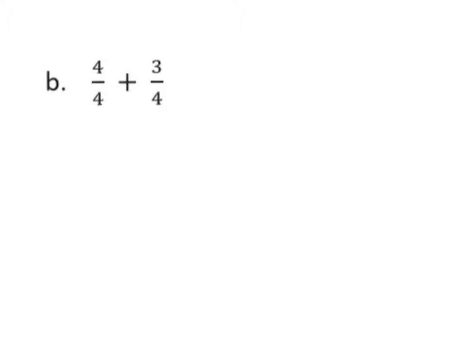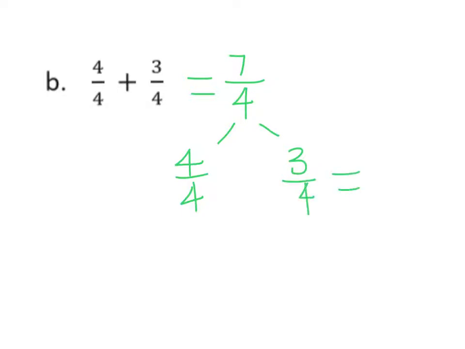Look at letter B, 4/4 plus 3/4. First we need to add the numerators. 4 plus 3 equals 7. The denominator stays the same, so my answer is 7/4. Since it is an improper fraction, we need to change it to a mixed number. I can pull out a whole piece, which is going to be 4/4. I have 3/4 left over. My final answer is 1 3/4.